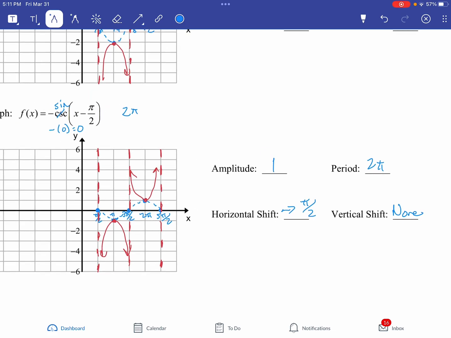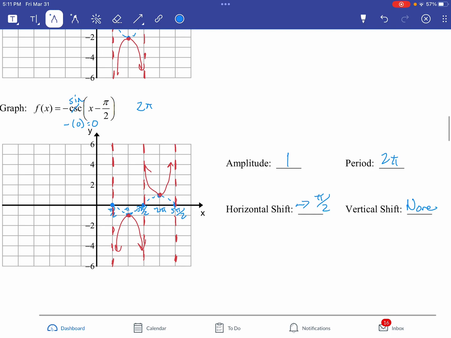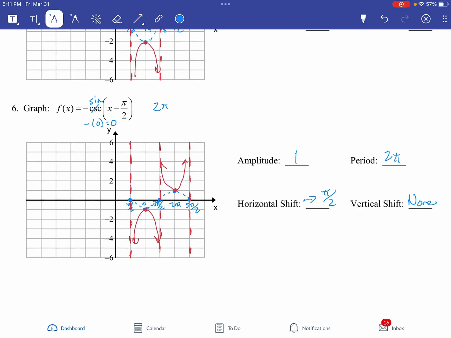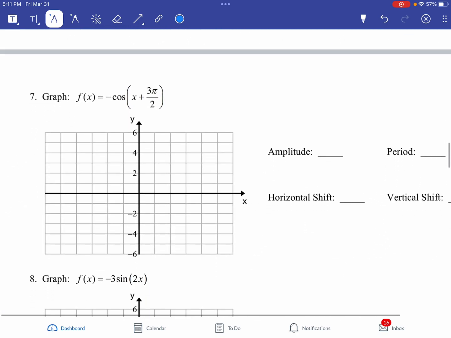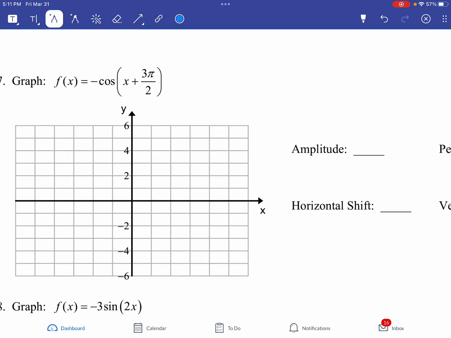Okay, notice the amplitude is always a positive number, despite the fact there's a negative sign in front of the graph, or in the equation, sorry. All right, let's do them all again. Here's a cosine. Okay, so cosine, step 1, find the period. Because nothing is being multiplied or divided on the x, the period will still be 2 pi.